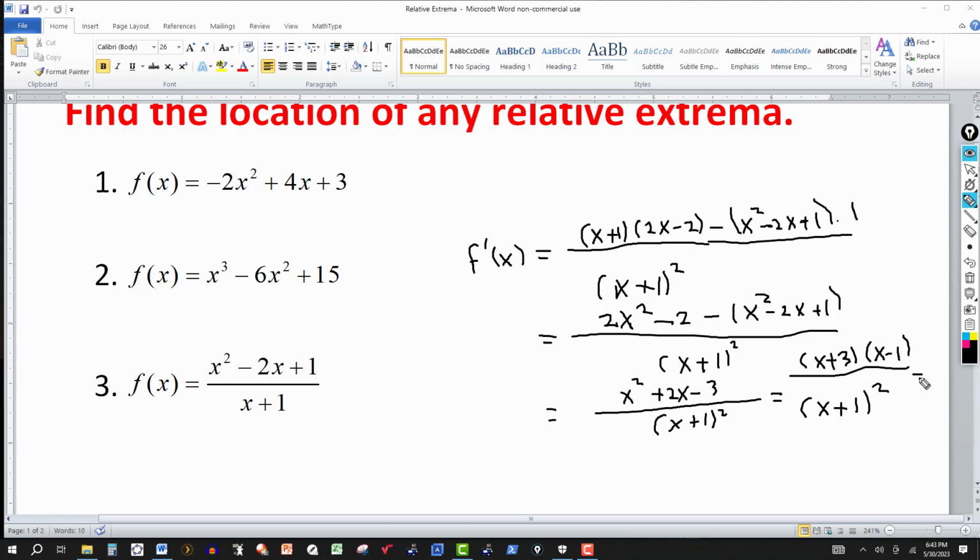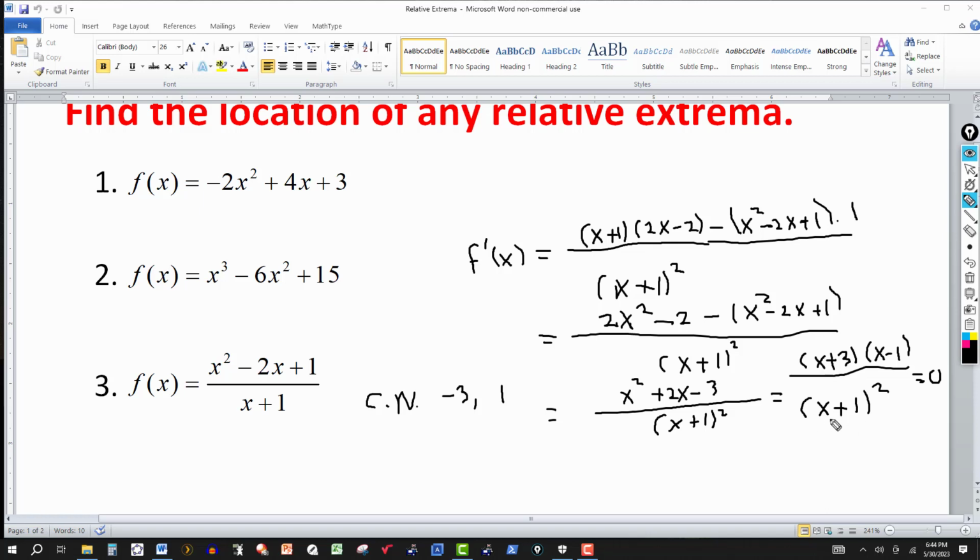So when is this 0? We need to find the critical numbers. The critical numbers come from numbers that make the derivative 0, or they could come from numbers where it's undefined. So what are the numbers where it's 0? Well, the critical numbers, of course, are going to be negative 3 and 1. Remember, a derivative can only be 0 if it's a rational expression like this one, if the numerator is 0. So the numerator is 0 at negative 3 and 1.